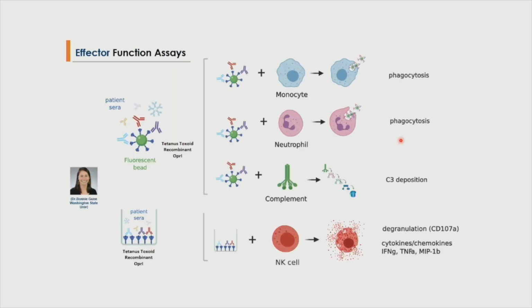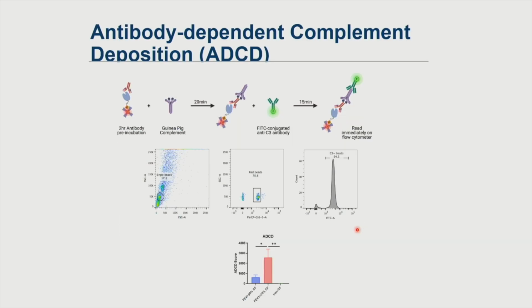So next we worked with Bonnie Gunn to develop these assays to look at phagocytosis, C3 deposition, which is basically a measure of complement deposition, and NK cell activation. All these data are recently published in Cell Reports Medicine, so I'm just going to really focus on the complement assay because that was the one that showed the greatest difference.